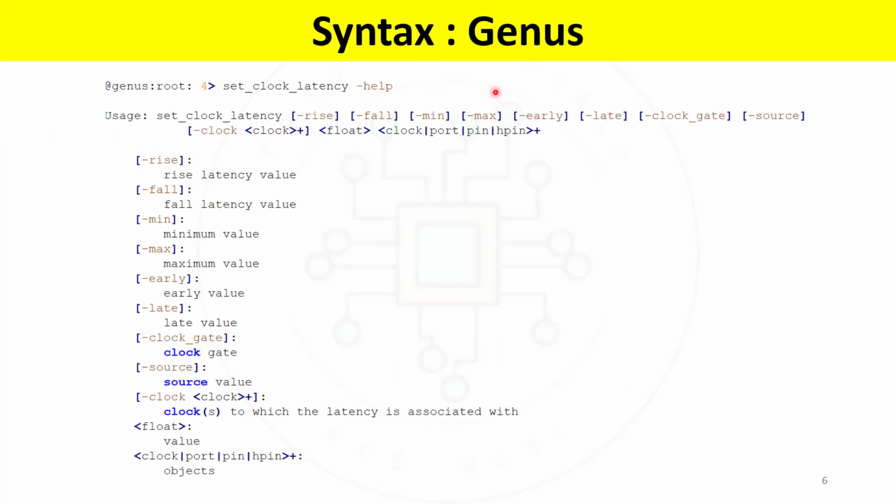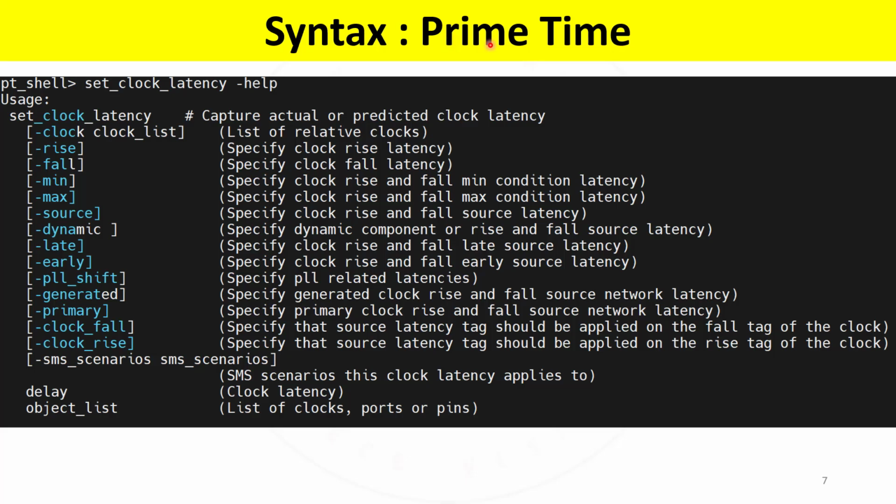Next, coming to the syntax according to Genus, which is from Cadence. The usage is set_clock_latency, and the switches are rise, fall, min, max, early, late, clock_gate, source, and clock. So go through this slide. Almost the usage will be the same. Rise mentions the rise latency value. Fall mentions the fall latency value, and this is the minimum value, maximum value, early value, late value. This is for clock gate. This is source. That is, you need to choose either source or network latency, and hyphen clock followed by the clock list, and some value we need to give, followed by the objects, which can be a clock, port, pin, or hierarchical pin.